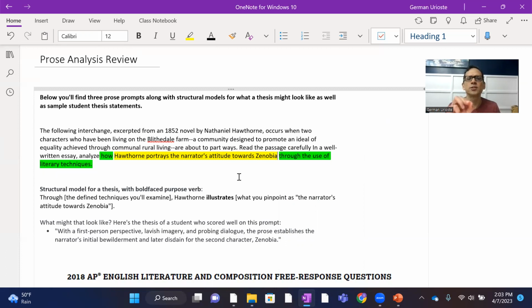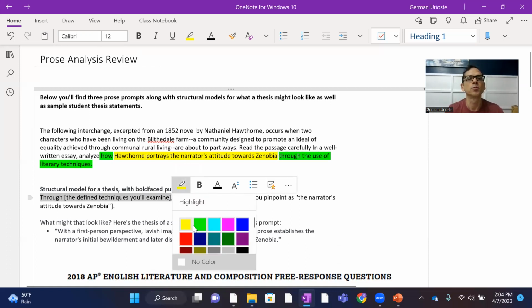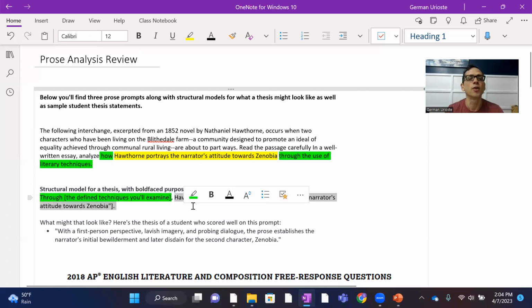What is the narrator's attitude towards Zenobia? It's not asking you for a thematic claim. Not a problem. It's asking you for the narrator's attitude towards Zenobia. So, a structural model for a thesis. You'll notice that these structural models I'm presenting are very similar to the ones that I presented for the poetry analysis. You want to begin, I think, by defining the techniques you're going to examine. We'll put that in green. And then you have your claim. Hawthorne, the author, illustrates, or you could say showcases, suggests, reveals, whatever purpose verb you want. And it's whatever you pinpoint as the narrator's attitude towards Zenobia. You have to define that.